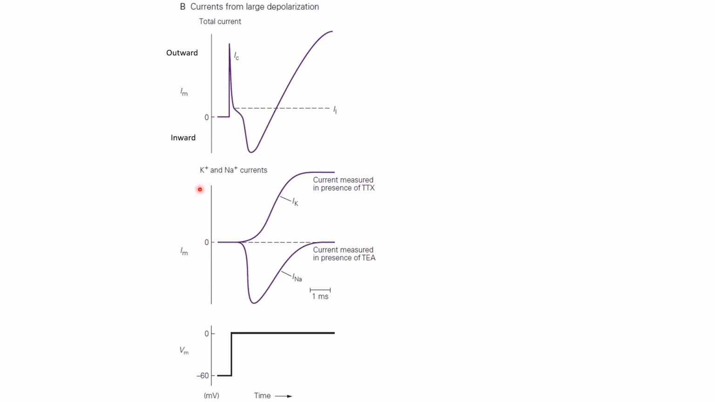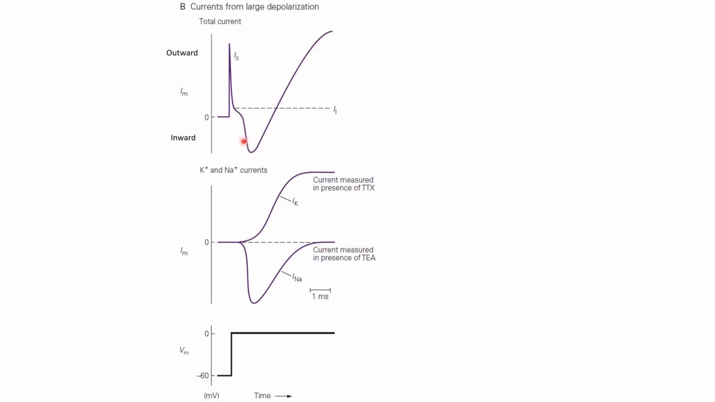So once we have removed the capacitive and leakage currents and we have resolved this time-varying current into the sodium and potassium currents using TTX or the tetraethylammonium, this is what we get. So this is the current that is obtained in presence of tetrodotoxin, which means that sodium currents have been removed. So this current must be because of potassium. And this is the current that we get in presence of tetraethylammonium, which means potassium currents have been removed now. So this must be because of sodium. And the sum of these two will give us the original current profile. So if you add this curve with this curve, this is what we will get.